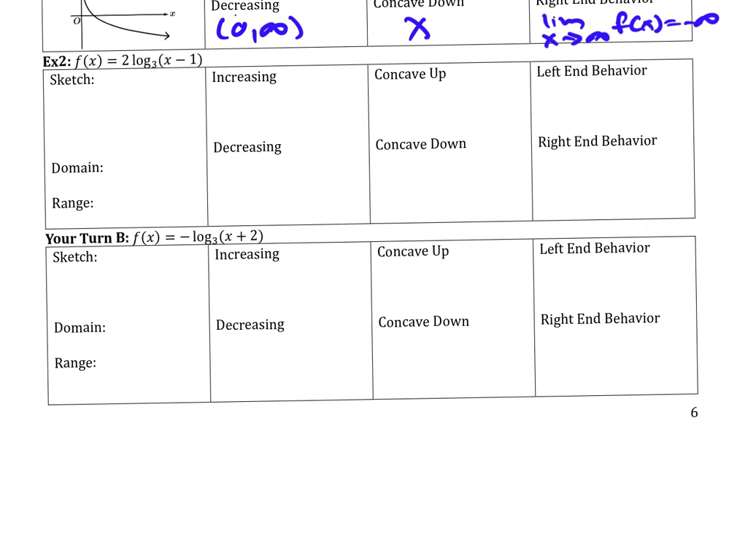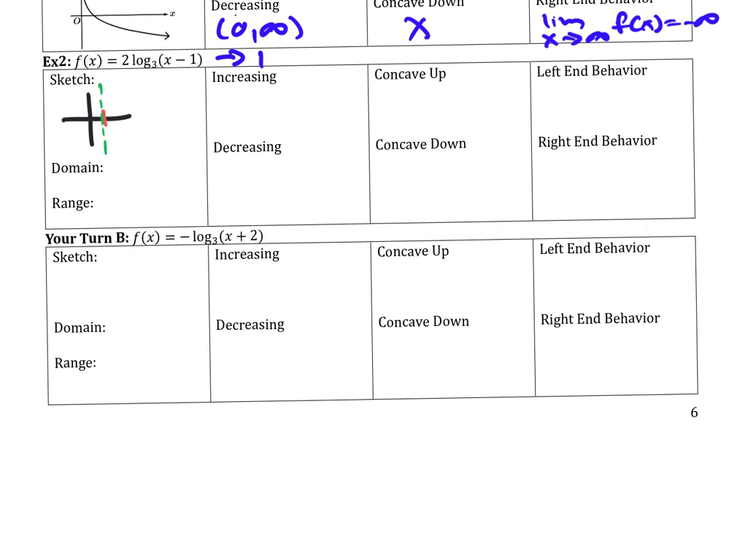And then I have an x minus 1. Now, x minus 1 is going to be a horizontal shift. Remember, for all of our horizontal shifts, we're going to shift in the opposite direction. So I'm going to go to the right 1, which means when I go to sketch, I have a different vertical asymptote than what I normally would have. Again, we're going to shift everything to the right 1. So my vertical asymptote now is going to be at x is equal to positive 1.